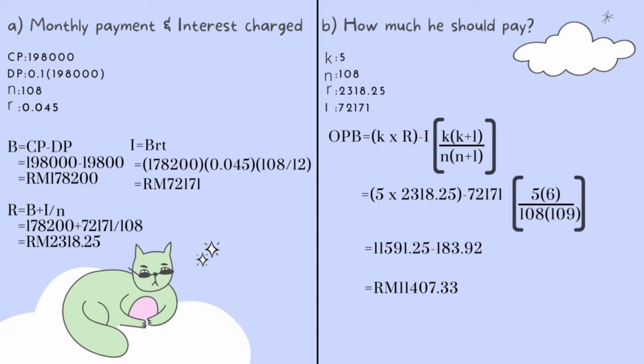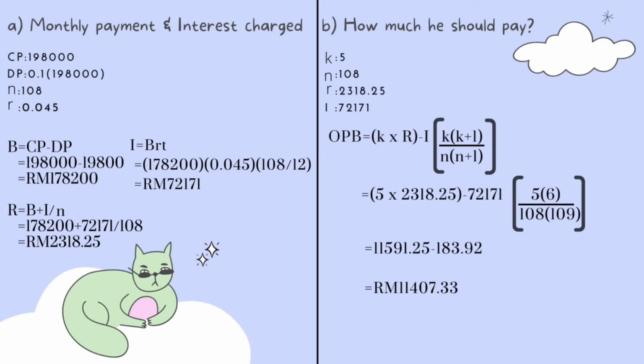Next is how much he should pay on the 5th installment to keep his payments up to date. As the information given, the number of payments yet to be settled is 5. The number of installment repayments is 108. And from the previous question, we got the monthly payment is 2,318 ringgit and 25 cents, and the interest charge is 72,171 ringgit. We can find the answer by using the rule of 78 in the Hire Purchase Act 1967 formula.